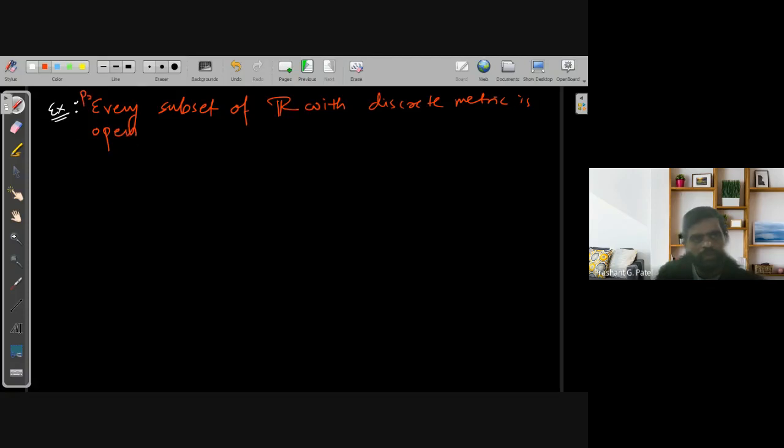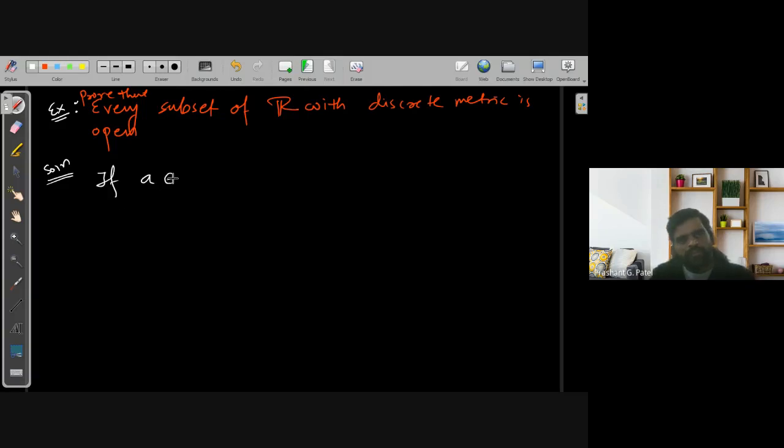Ultimately, I want to prove this statement, and from this statement I will prove that any map, if I give you one on a discrete metric space, then that map is always an open map. Okay, so let us give the solution for this statement first. What it says is that any subset of R with a discrete metric space is always open.